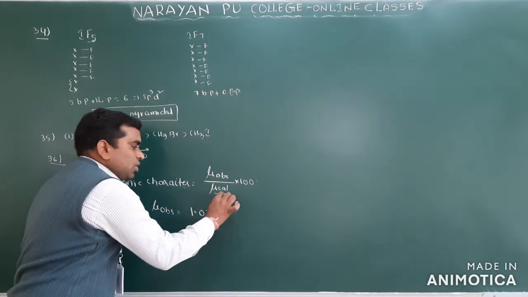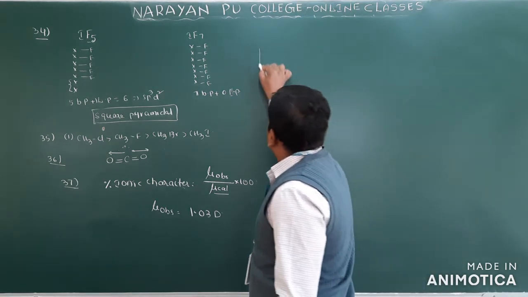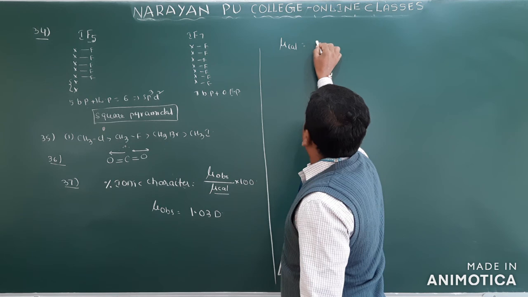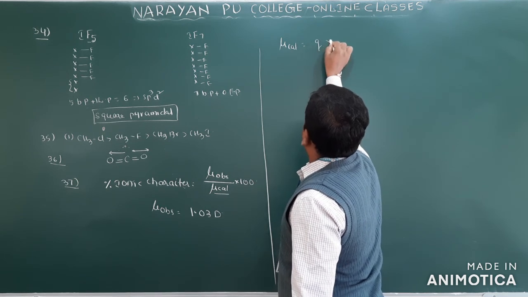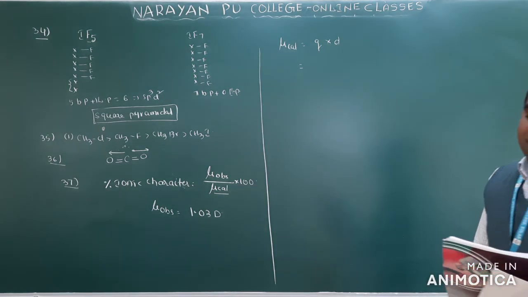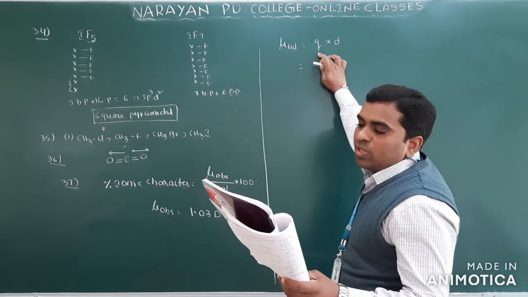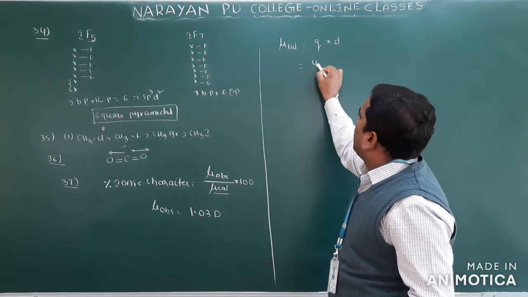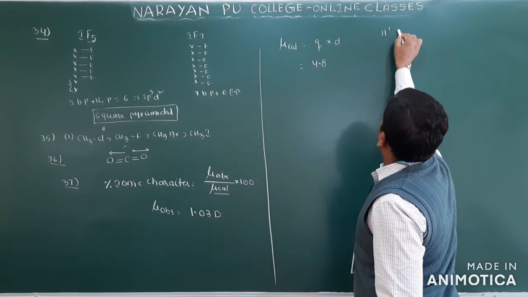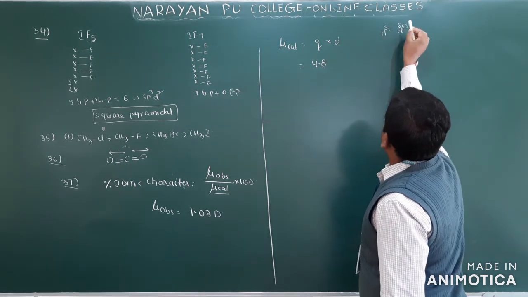Now you have to calculate the dipole moment. Mu calculated is equal to the dipole moment, which is charge into distance. The bond length they have given, that is d. Q they have not given, but you already know the charge. HCl means H plus and Cl minus.